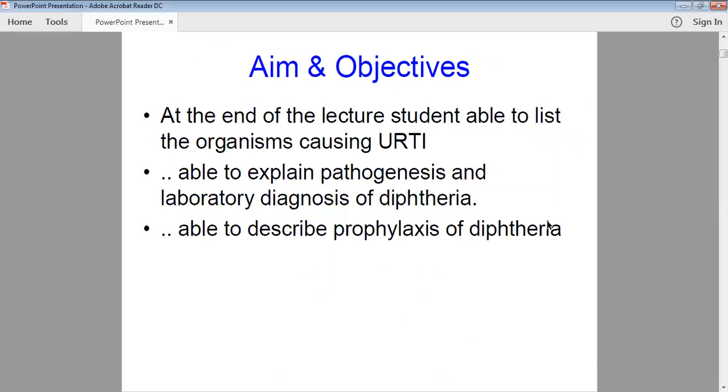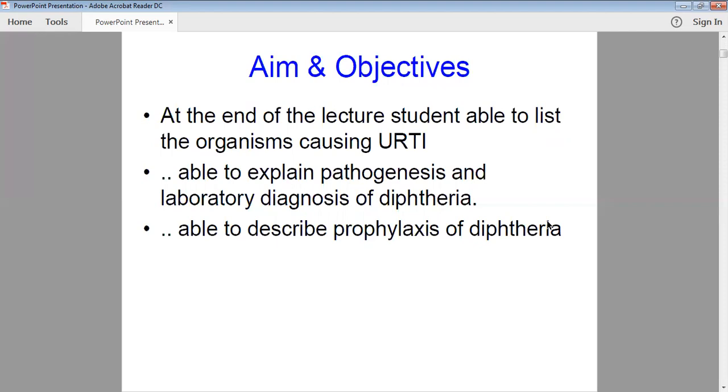Aim and objective of the lecture. At the end of this lecture, students should be able to list the organisms causing upper respiratory infection. What are the differential diagnoses? If the patient comes with sore throat, running nose, problem in deglutition, fever, hoarseness of voice, there is a chance of upper respiratory infection, and it may be caused by microorganisms, either bacteria, viruses, or fungi. Depending on clinical presentation and investigation, we have to diagnose for proper management of the patient.